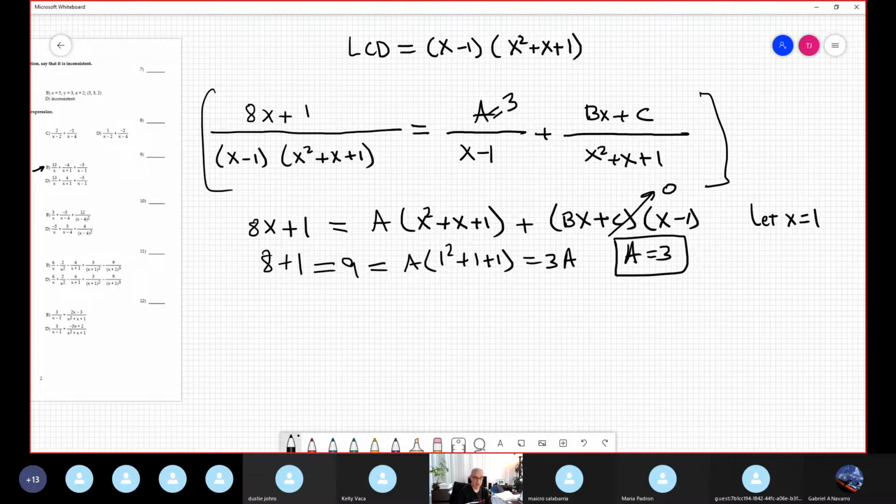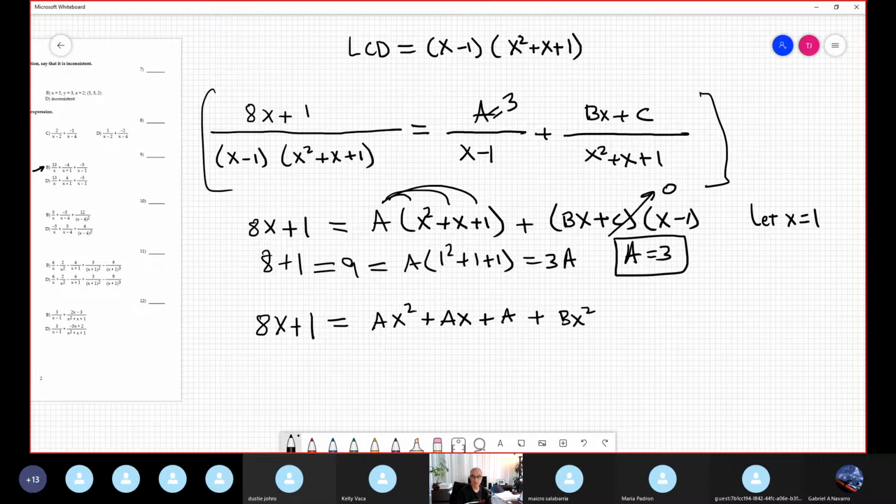So you take this 8x plus 1 equal, and you multiply: you have Ax squared plus Ax plus A. You distribute this A here. And you FOIL. This is Bx times x, which is Bx squared. And Bx times negative 1 is minus Bx. And plus Cx minus C.